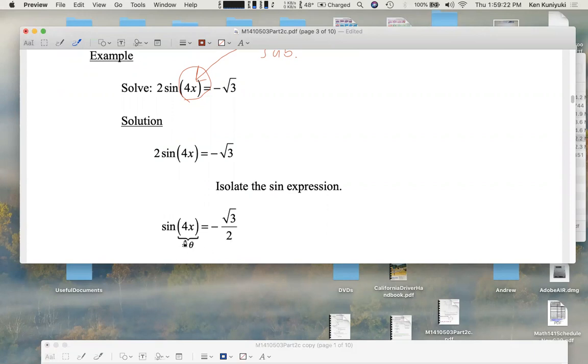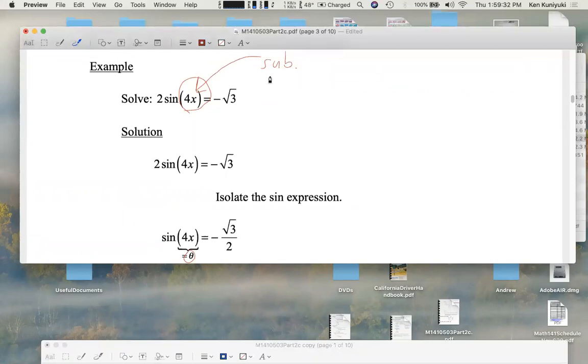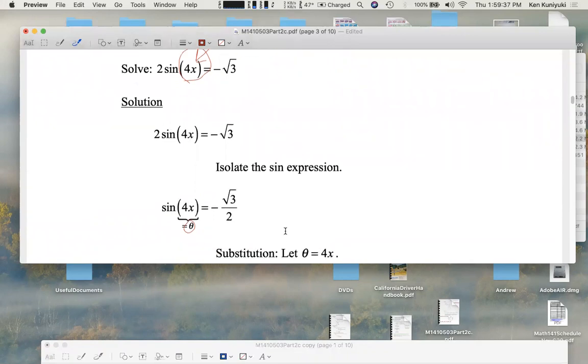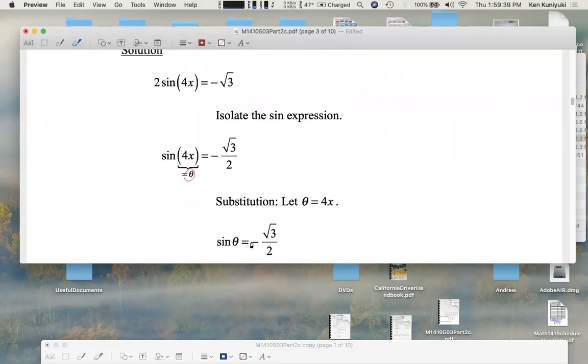And let's do a substitution. I'm used to thinking of angles being like theta, but if you want to use u, that's fine. I'm going to substitute theta, or u, equals 4x. And I now want to solve this trig equation for theta, which is a standard linear form problem. All right, so let's think in terms of theta. Theta is the angle.